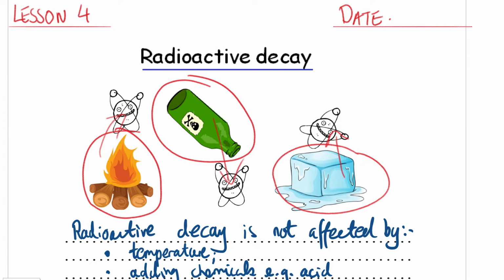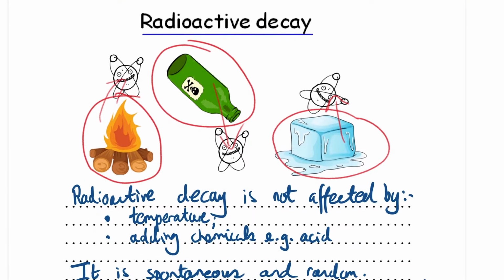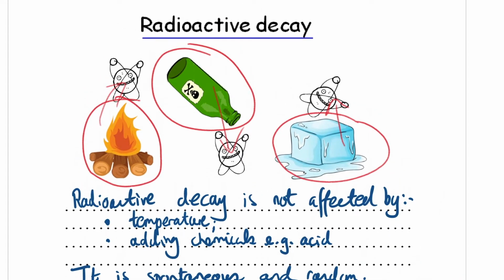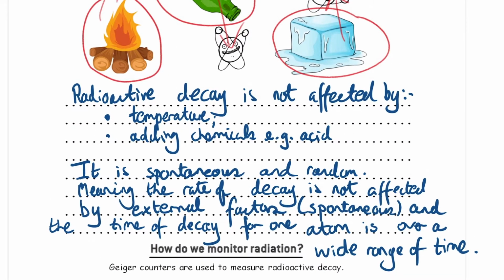So before we do a bit more work on background radiation, just consider the situation here. Those measurements being made would not be affected by these three, by fire, by chemical reaction, by temperature. I made some notes there for you, so you can pause the video and make your own notes on that.